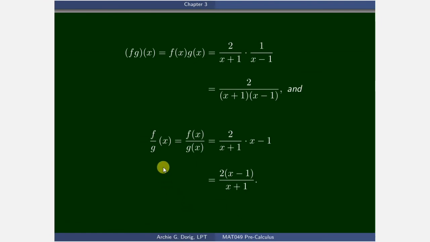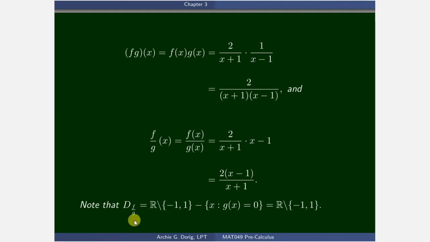Next is f over g of x just equal to f of x over g of x. So this is f of x, 2 over x plus 1, and g of x we take the reciprocal, since g of x is 1 over x minus 1. The reciprocal is x minus 1 over 1. Then multiply 2 times x minus 1 and x plus 1 times 1. So we have this quotient.